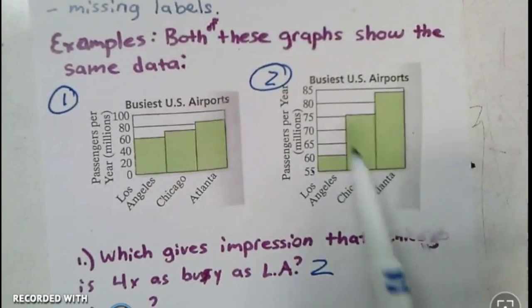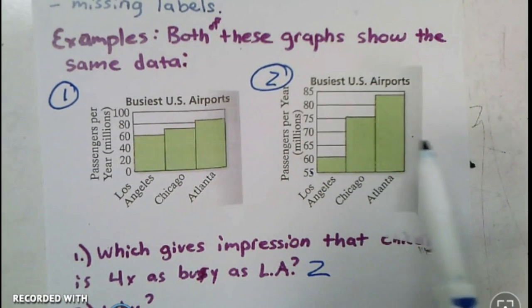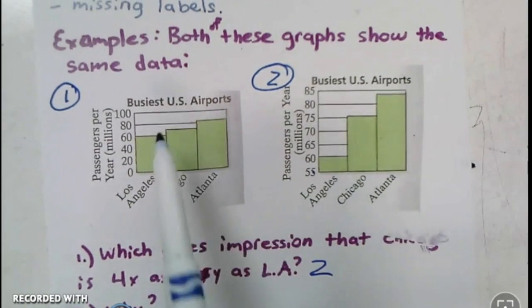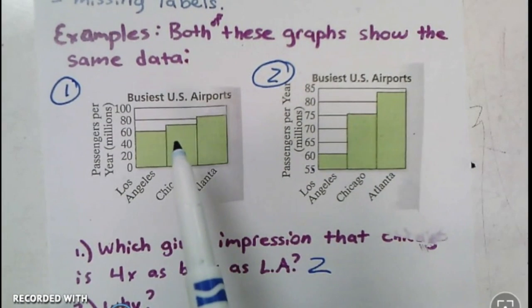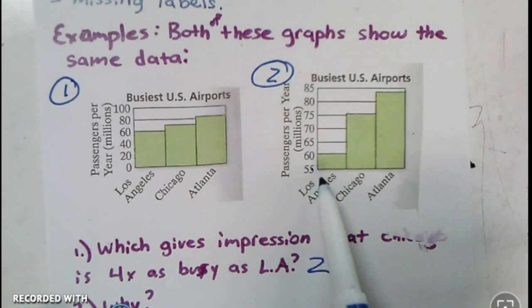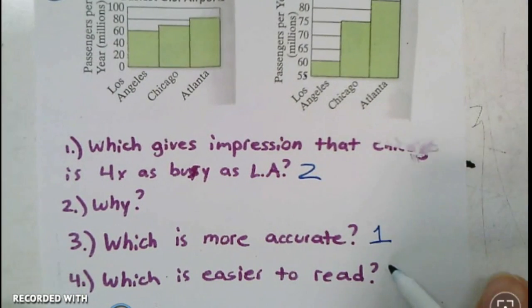So this is in some ways more accurate because it's zoomed in if I'm trying to find out the exact numbers, but it's misleading in trying to compare them to each other, unless I am really careful about seeing this break happening here. So which one's easier to read? 2. All right, page 2.